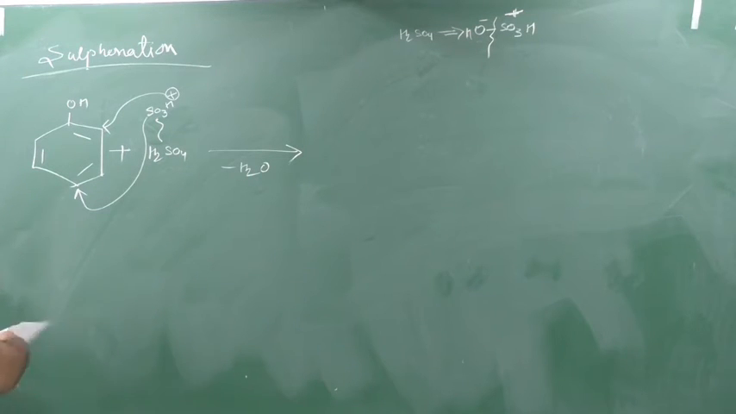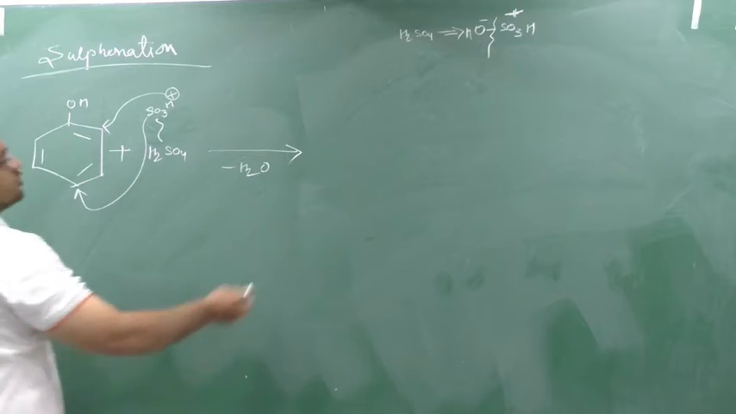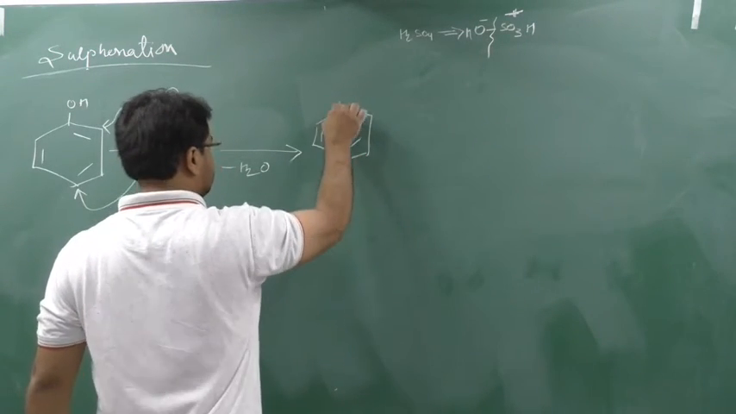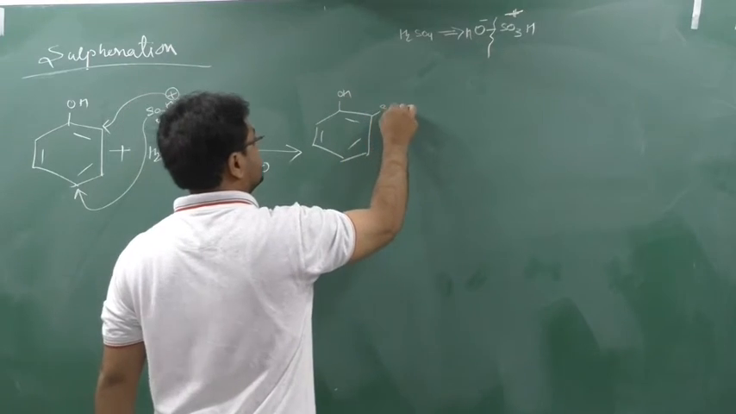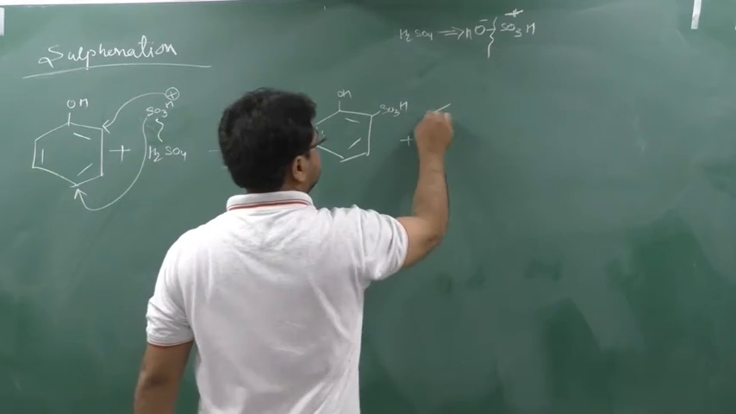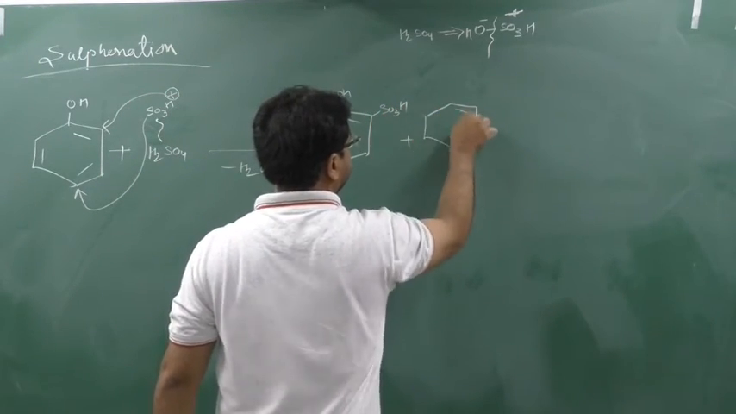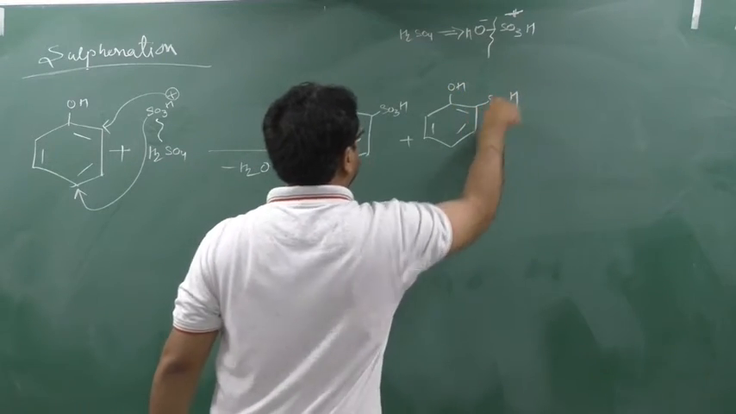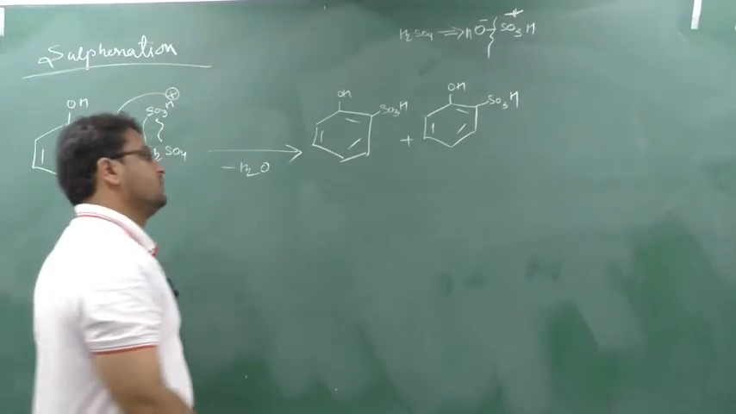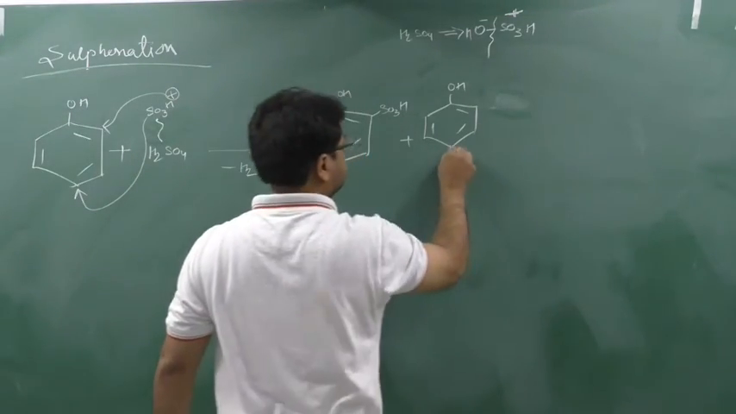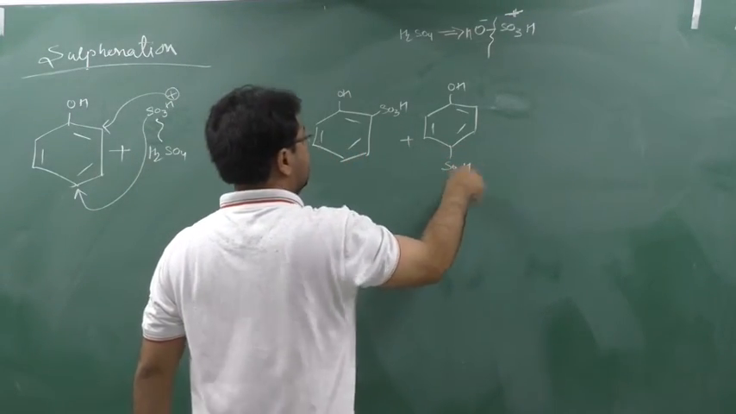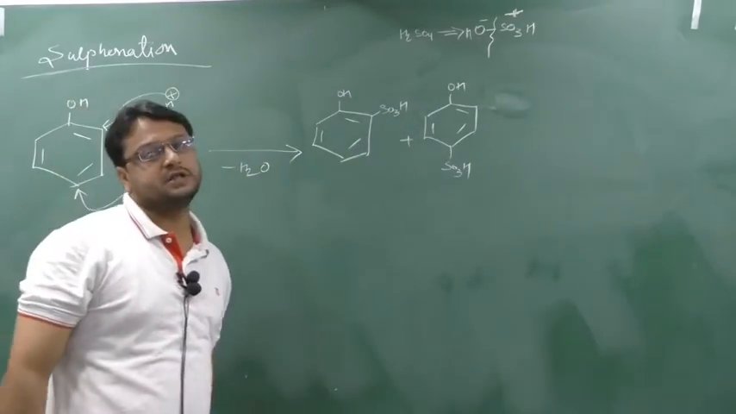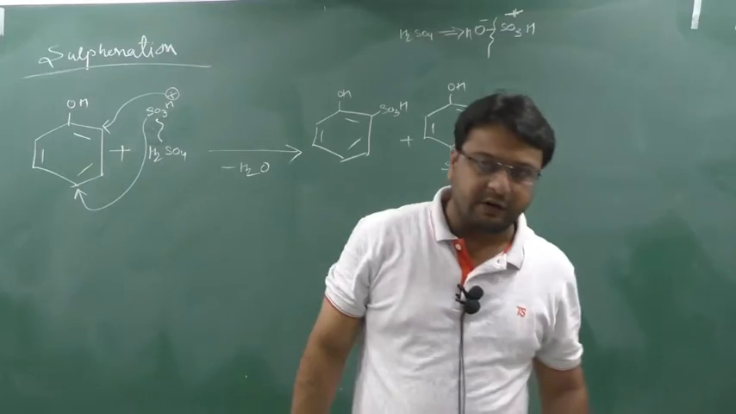Clear this part? Okay, so how H2O is forming, understanding? So what you will get? You will get two products: OH with SO3H at the ortho position, and OH with SO3H at the para position. 2-hydroxy, sorry, o-hydroxybenzene sulfonic acid and p-hydroxybenzene sulfonic acid. Ortho and para will be generated.